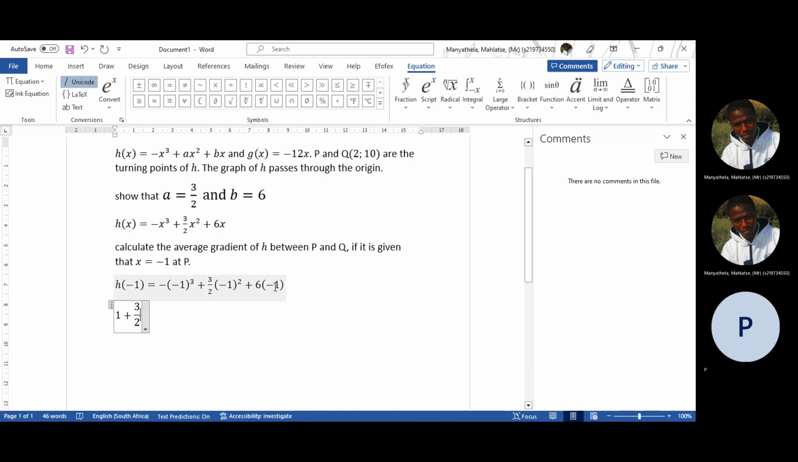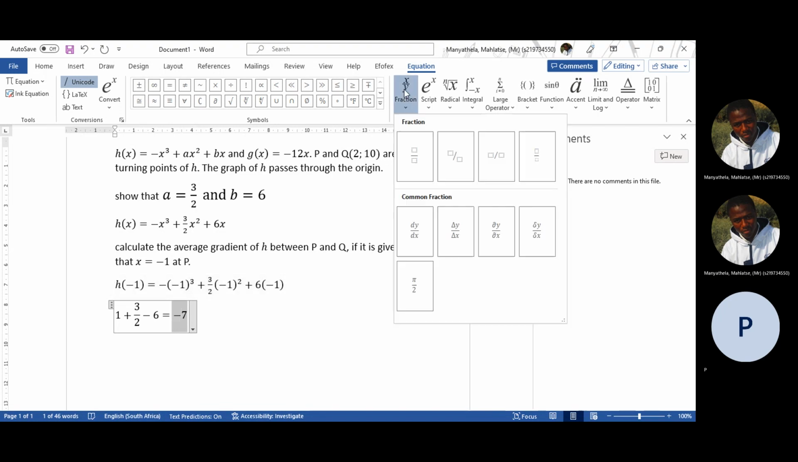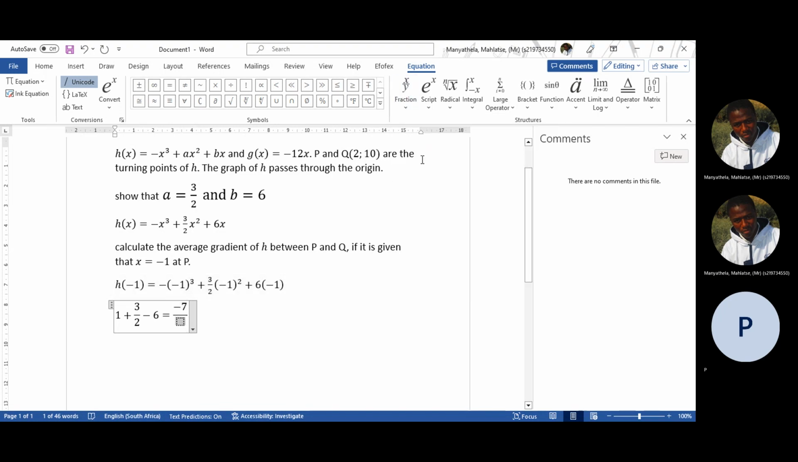6 times negative 1 is minus 6. So let's quickly add these things. 1 plus 3 over 2 plus, minus 6 is minus 7 over 2. It's minus 7 over 2. So the answer will be minus 7 over 2. The corresponding y value is minus 7 over 2.